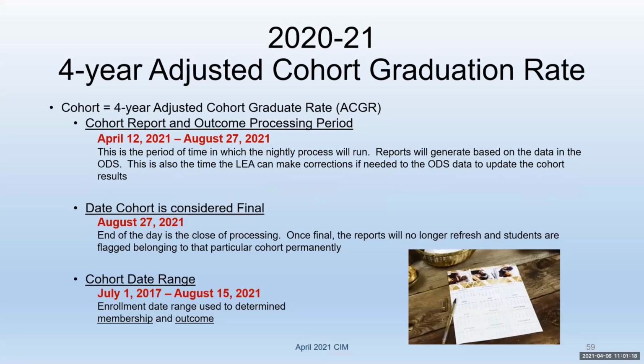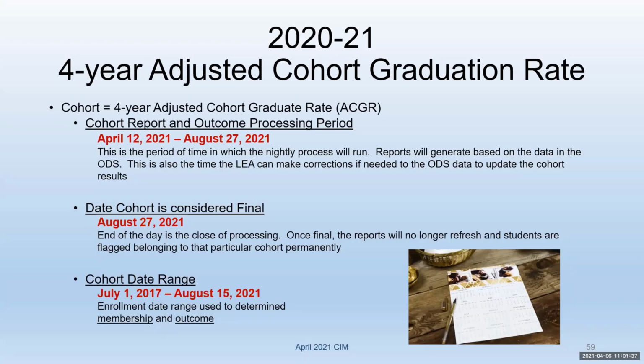So on Monday next week, we'll start Sunday night. We're going to run cohort as an overnight process, so we'll kick it off Sunday night. Monday morning, you can come in and start working on your cohort report, although you probably have not exited your 12th graders just yet. It ends on August 27th.